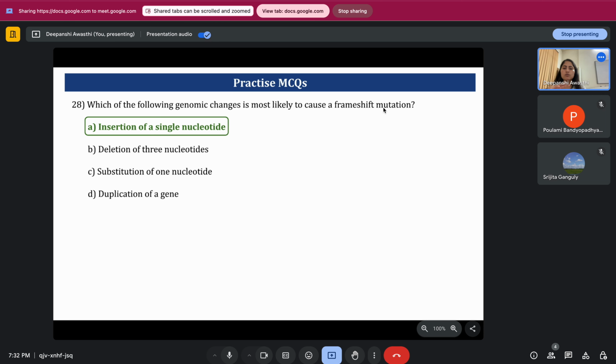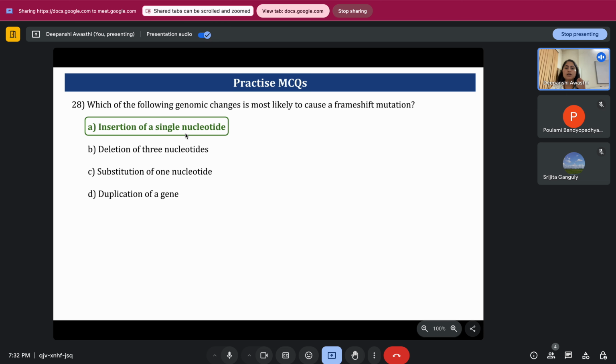So what can happen is that if you delete three nucleotides, then ultimately the frame will remain the same. It depends, because if I read those three nucleotides from 0, 1, 2, or 1, 2, 3, and they are removed, that means one amino acid is removed, so the frame will still remain intact. In that case, it might not lead to a frame shift mutation. So deletion of three nucleotides, in some scenarios, can lead to a frame shift, but there is a possibility that it might not. That's why this option was not true.